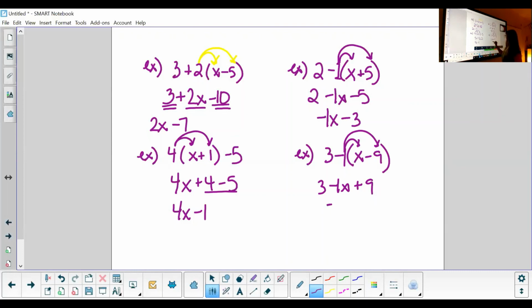Okay, and then finally, we're going to add like terms. We got a 3 and a 9. That will give me negative 1x plus 12.